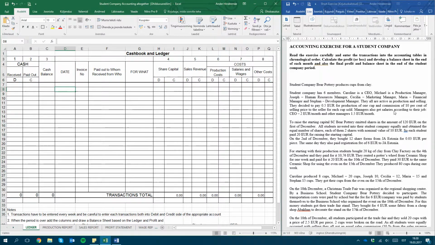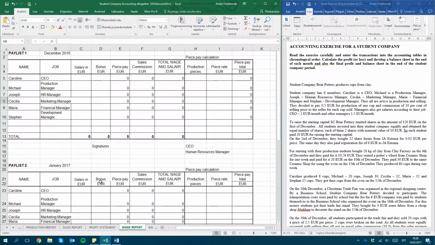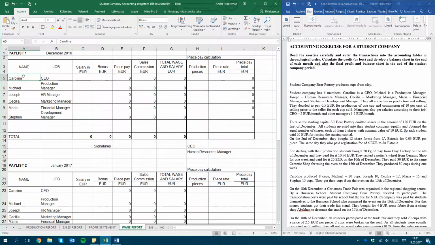So what we can do first of all is take out the wage report and put in the salaries, because they will not change. Here I have already filled out, at the same time, the names of the shareholders of the company and their job descriptions. So what did it say in here? We had a CEO at €2 per month and managers at 1.5.